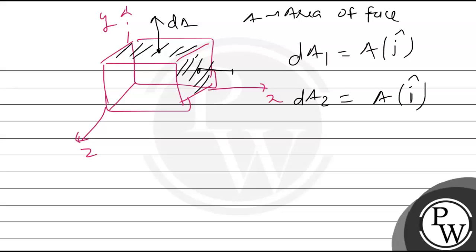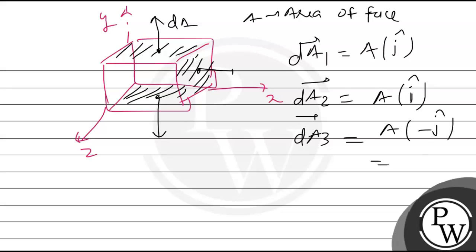Similarly, for this face, the area vector will be in the outward direction, so dA3 can be written as A, and it is in the negative J direction, so it becomes minus A J cap. Similarly, all other faces' area vectors can also be written.